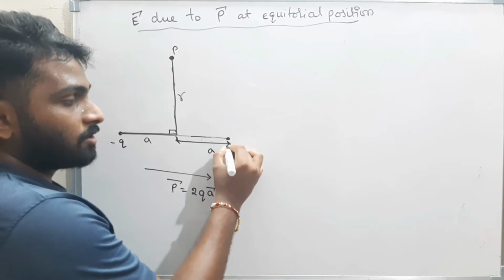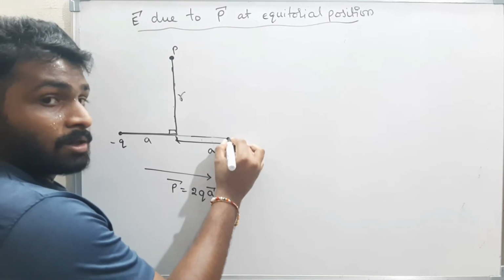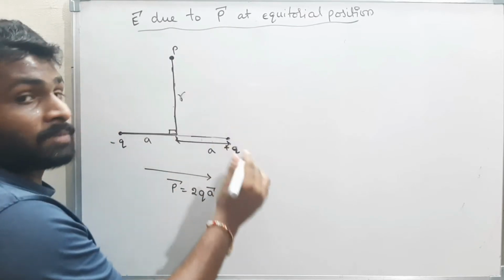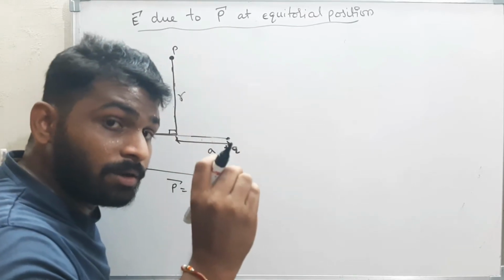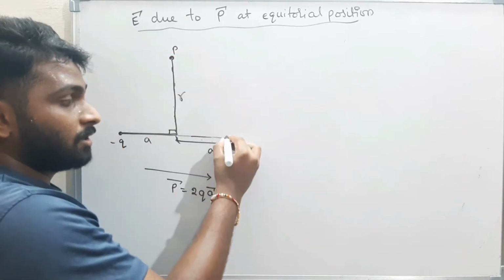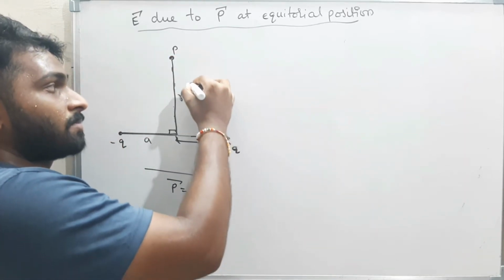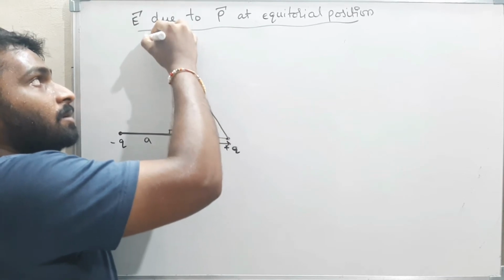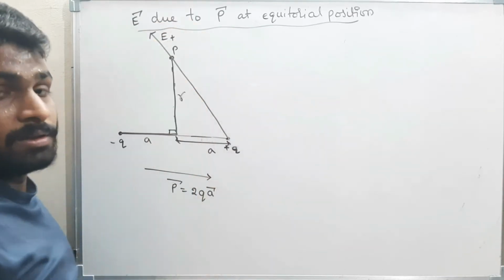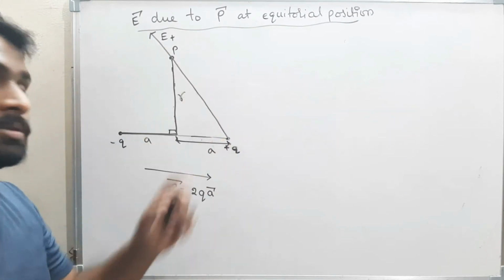Now because of this positive charge, in which direction will the electric field be at this point? Always the electric field will be in the direction joining the 2 points. This is one point and this is a charge. Therefore the electric field will be in this direction. That is E plus, the electric field due to the positive charge.